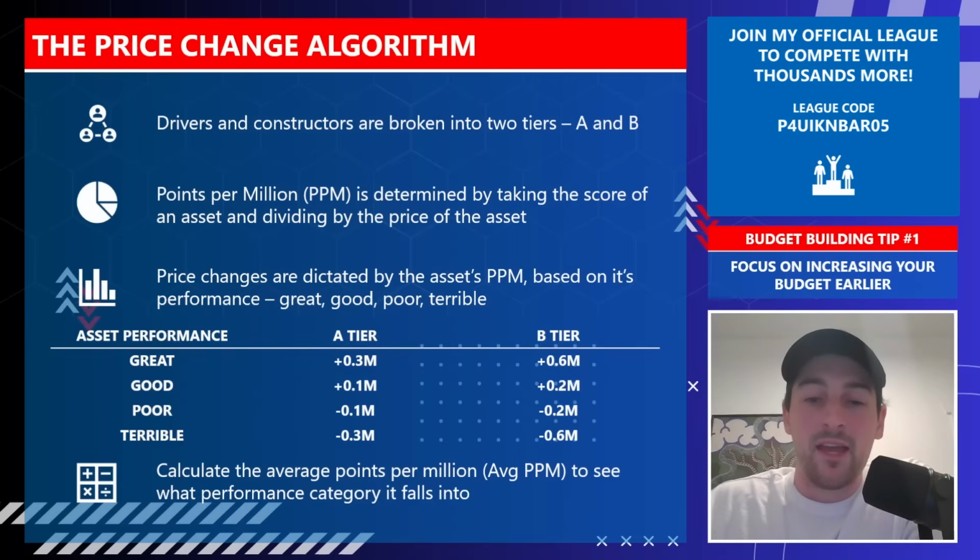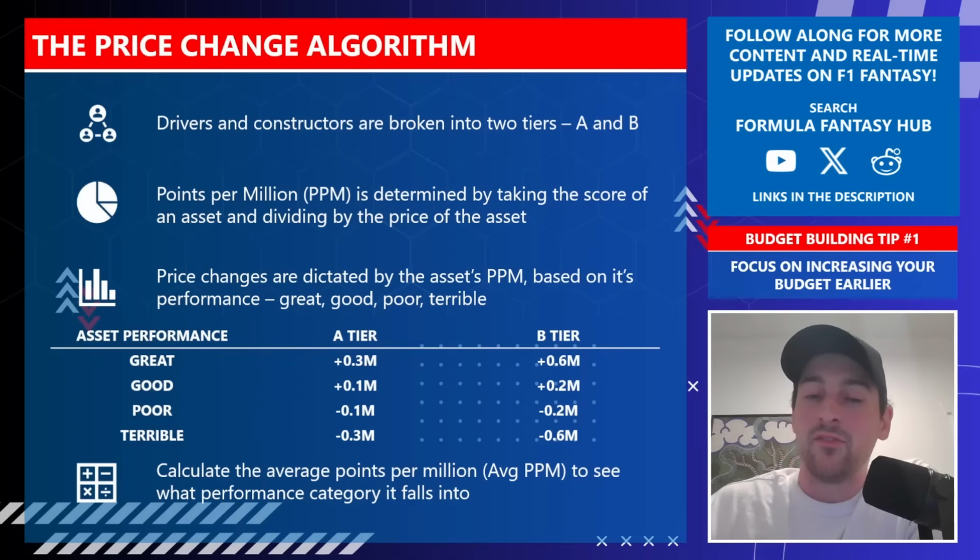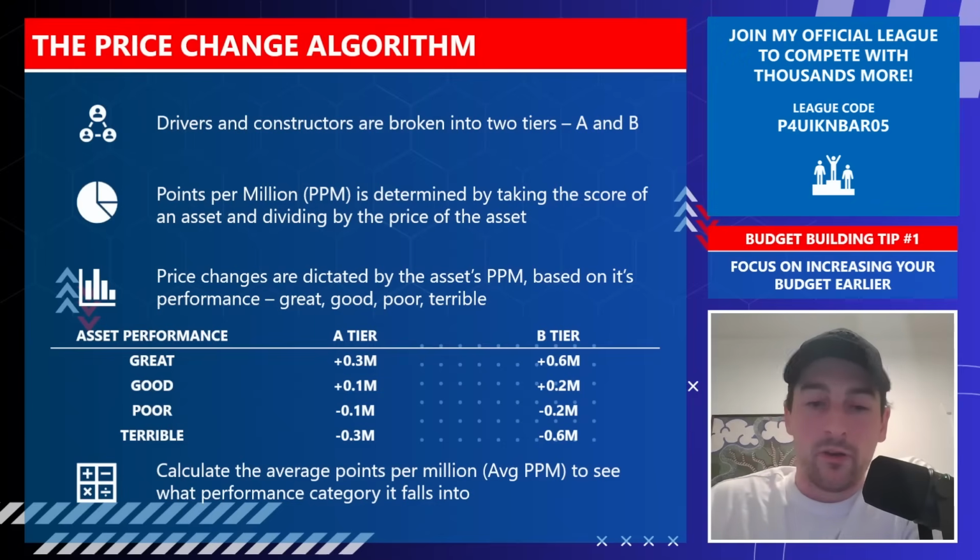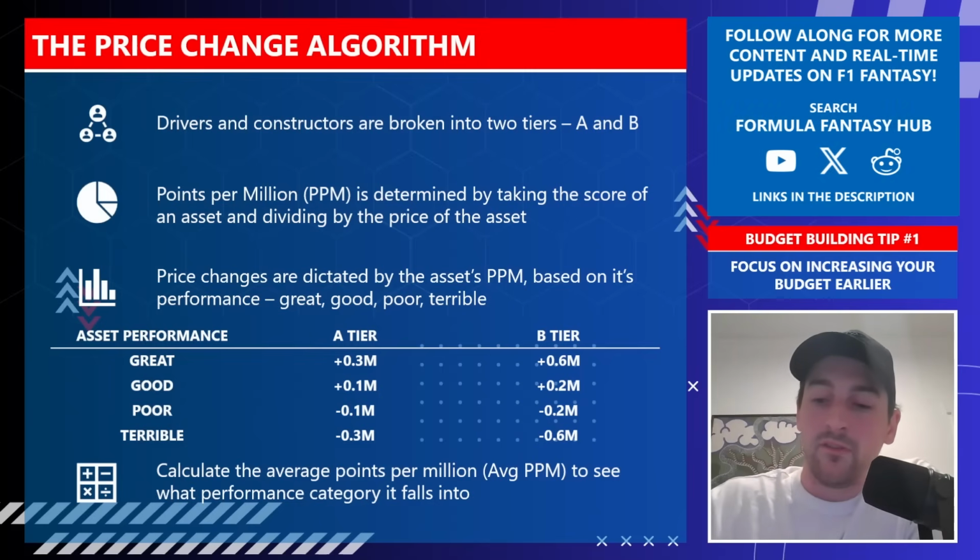To calculate the average points per million, we need to determine that to see where that asset's performance falls into in the table above based on that category. We're going to go through a couple of examples in just a second, but I do want to give you a rundown of what the average points per million means on a 3-week rolling average, which, as F1 Fantasy has pointed out on their website, is the approach for this season.